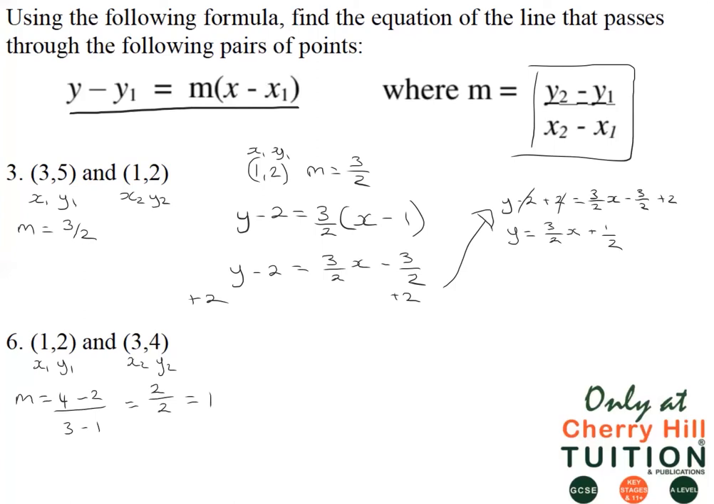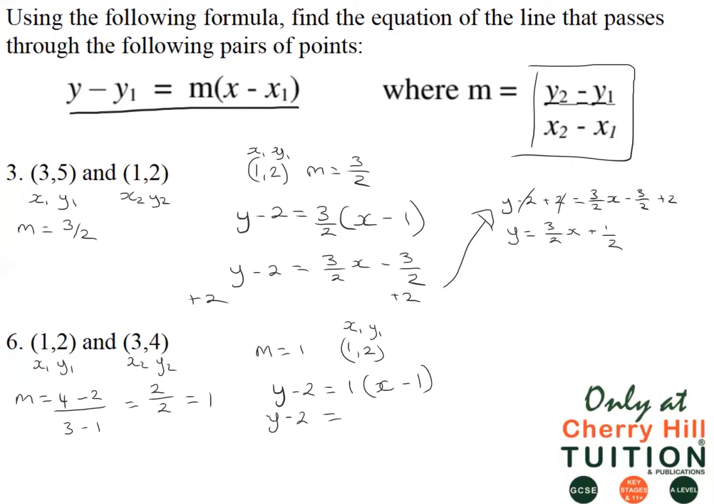So m is equal to 1. And let's use 1, 2 as our coordinates to plug in to find the Cartesian equation of this line. So y minus y1, so let's name this x1 and y1. y1 is 2, is equal to 1, which is your gradient, x minus x1, which is 1. And now we just expand and simplify.